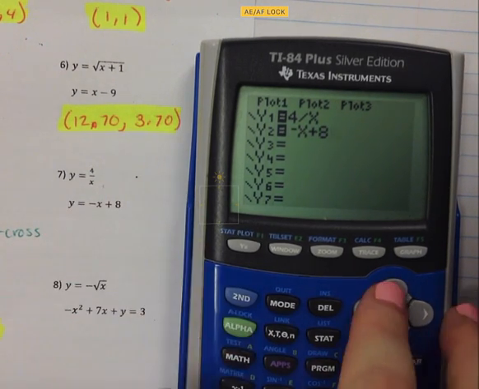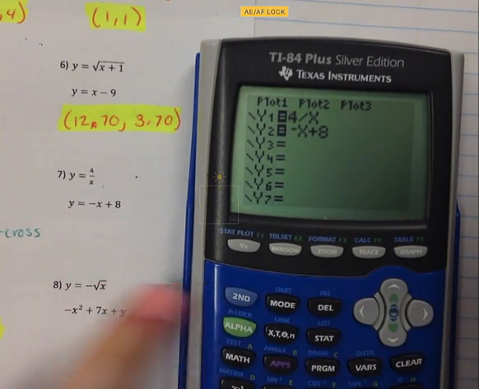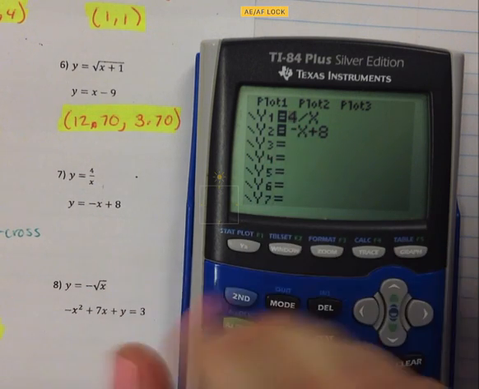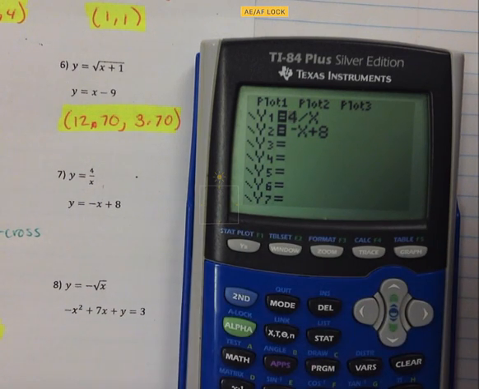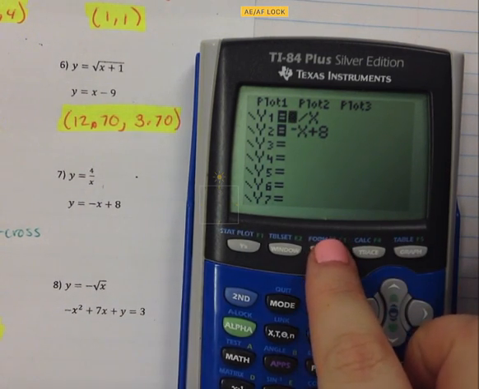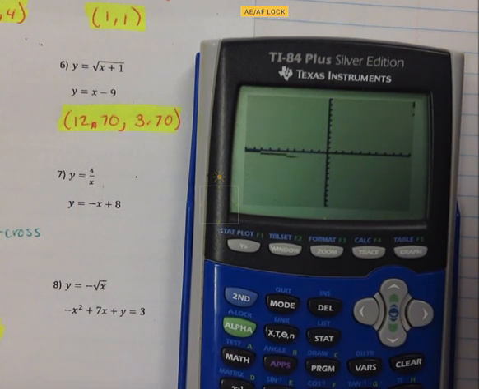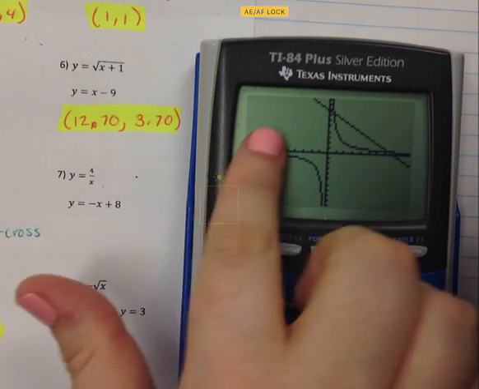Now again, if you have the newer calculator and you did the alpha y equals on that one, that's perfectly fine. My calculator, if I do alpha y equals, doesn't do anything. So I can't put it as a fraction like the newer calculators can. I'm going to press zoom 6, because I was zoomed out and didn't do that again. There's that first one, that split apart graph, and then there's the line.